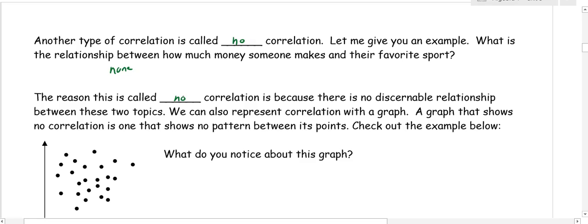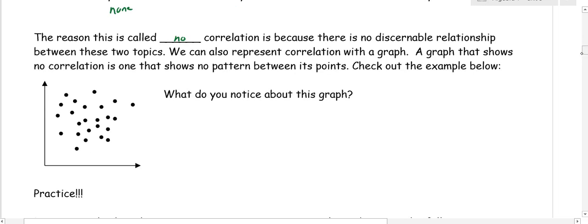We can also represent the correlation with a graph. So in a graph, we see that there's just kind of a big blob of them everywhere, but there's no direction of going up or down. So we notice that the data points are random on the graph.